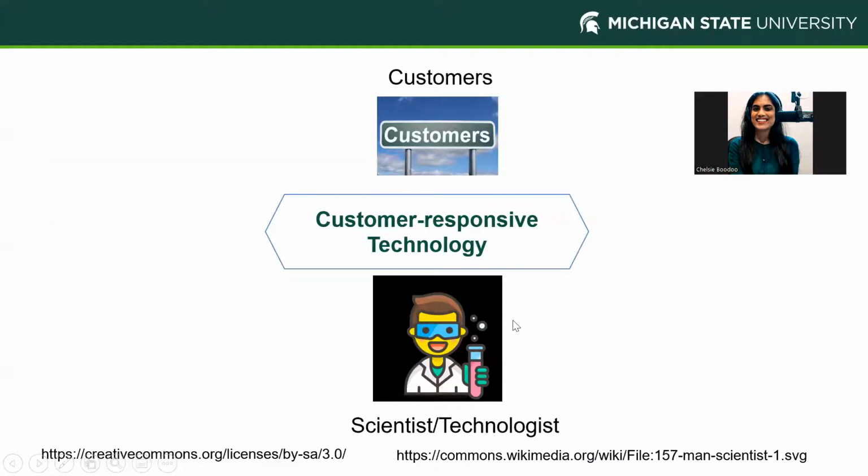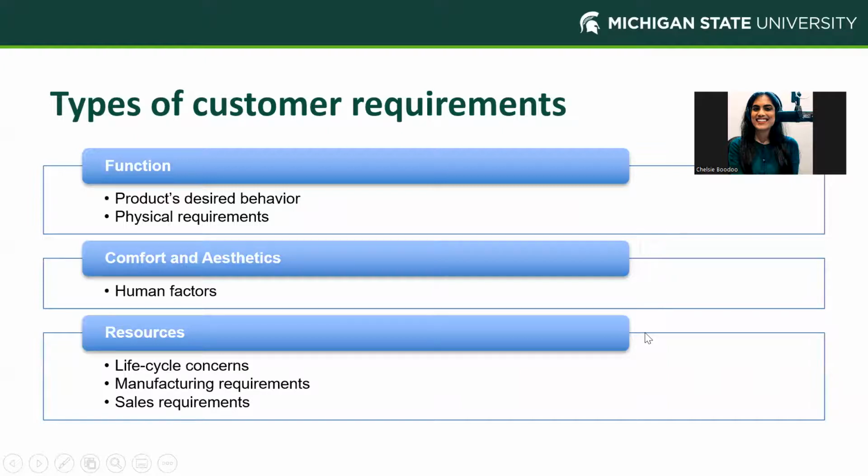So basically, as early as possible, you want to develop a customer responsive technology. You bring the customers together with your design process. There are different types of customer requirements. Customers want function, maybe physical requirements of the product. Products decide behavior. Customers want comfort and aesthetics, the human factors.